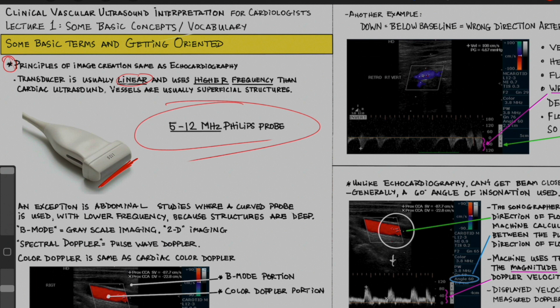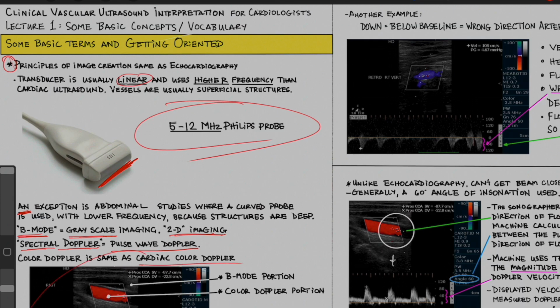An exception to this is abdominal studies, where they use a curved probe with a lower frequency because the structures are deep. Some terminology in the vascular ultrasound world: B mode, you'll see that on tests, means just grayscale imaging or 2D imaging like we do in echo. Spectral Doppler, this is an important one, just means pulse wave Doppler. And then color Doppler is the same as color cardiac Doppler.